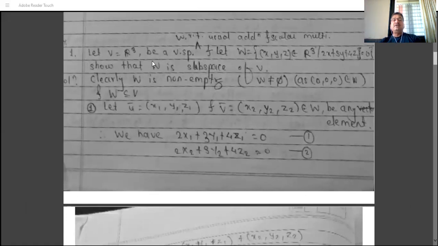V is equal to R cube, a vector space under the usual addition and scalar multiplication. We know that V equal to R cube is a vector space with respect to the usual addition and usual scalar multiplication. So let W be the subset of R3 like this: W is the set of (x, y, z), 3-tuples belonging to R3, such that 2x plus 3y plus 4z is equal to 0.